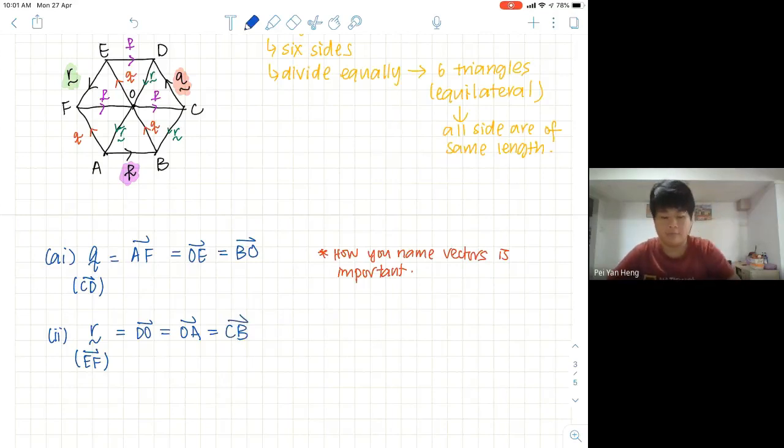Now, when he asks this kind of question, identify the equal vectors, does it matter which set of vectors comes in first? No. As long as you can tell me all of these, you are correct already. It doesn't matter. Some of you may put CB first, then DO, then OA. Some people may put another order. That is fine.